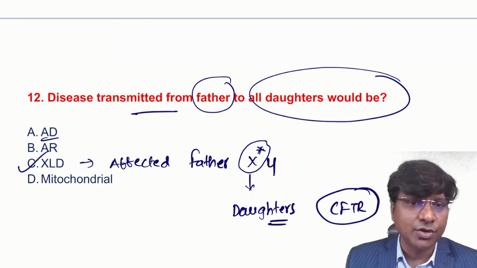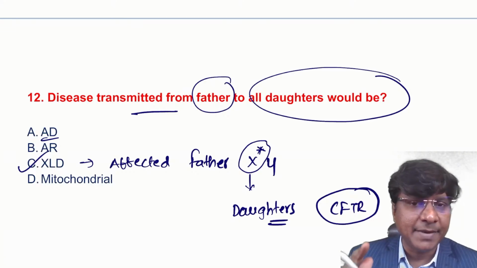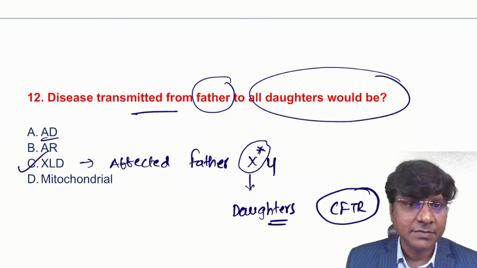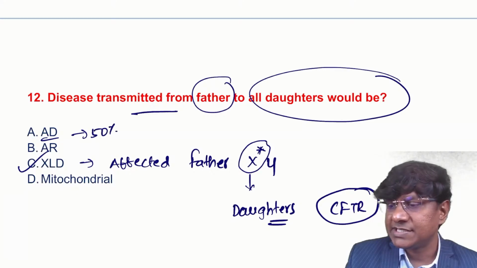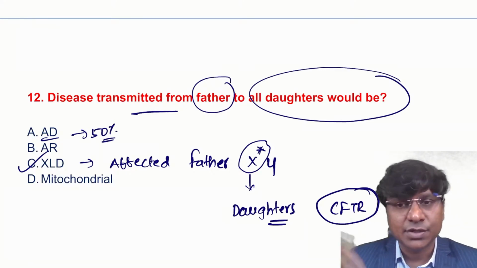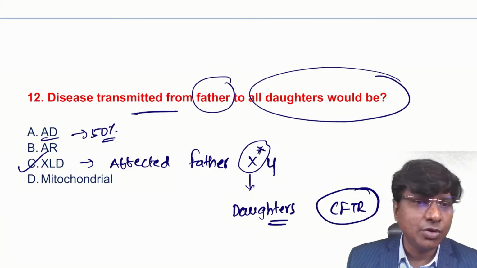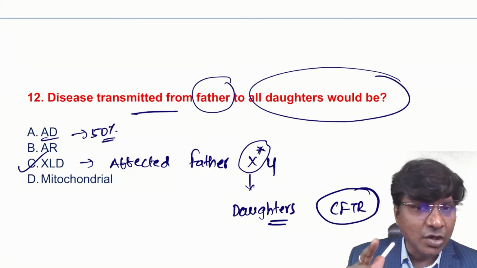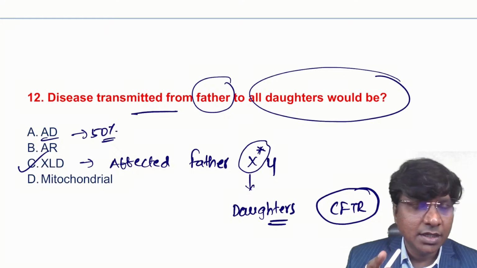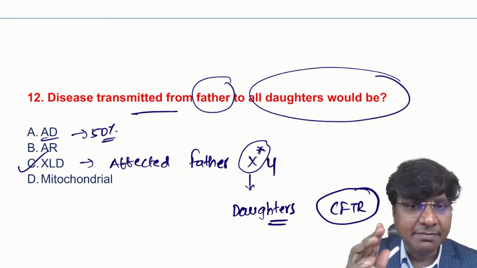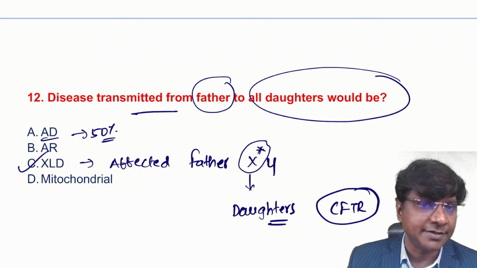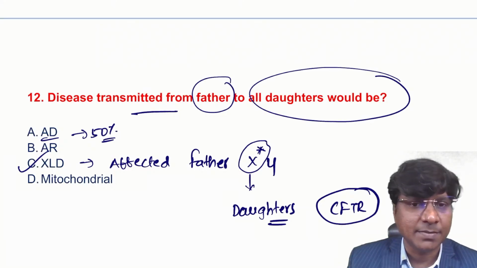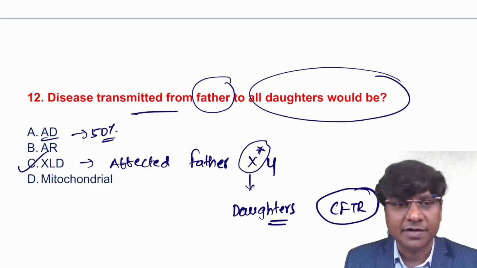Then what about autosomal dominant? The affected father passes the mutant autosomal allele to 50% of their children. Right. Not all the daughters only. So there is a 50% chance of transmission from the father to the children. Then what about autosomal recessive? If the father is affected and mother is normal, then all children are carriers. None of them are affected. They are carriers, but not affected.